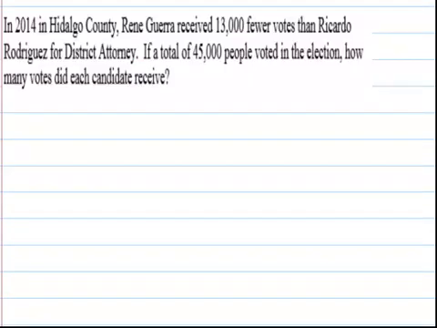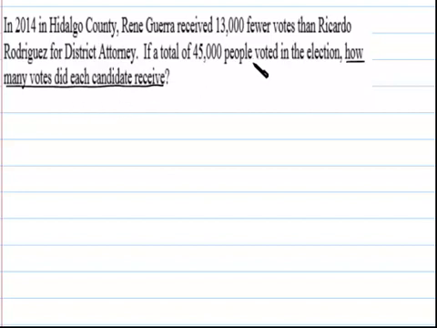In 2014 in Hidalgo County, Rene Guerra received 13,000 fewer votes than Ricardo Rodriguez for district attorney. If a total of 45,000 people voted in the election, how many votes did each candidate receive? How many votes did each candidate receive? There's two candidates, Rene Guerra and Ricardo Rodriguez.